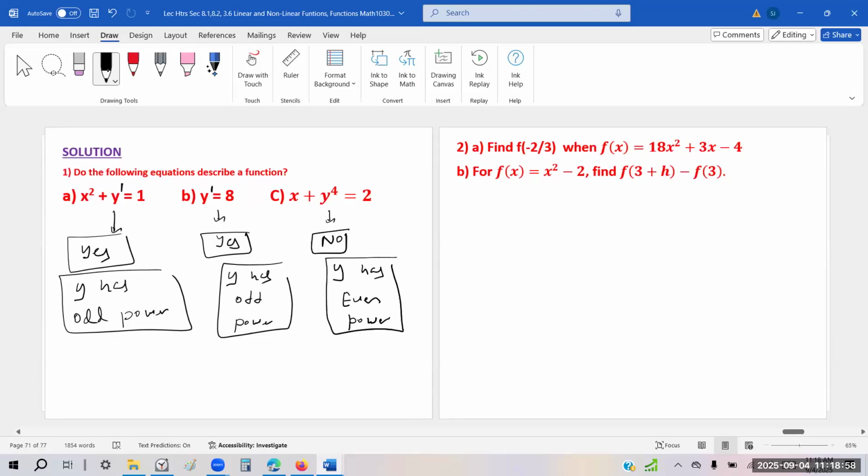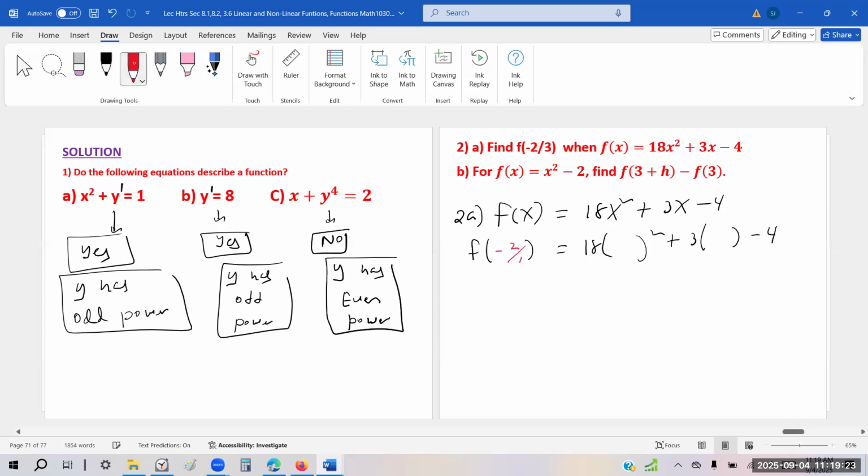Okay, now the most dramatic one for those guys. 2a. We have f of x is 18x squared plus 3x minus 4. And they want us to replace all the x with negative 2/3. So every x you see, replace with negative 2/3. See that I rewrote the equation. Try to rewrite the equation this way. If you do that, you'll not make a mistake with your signs.